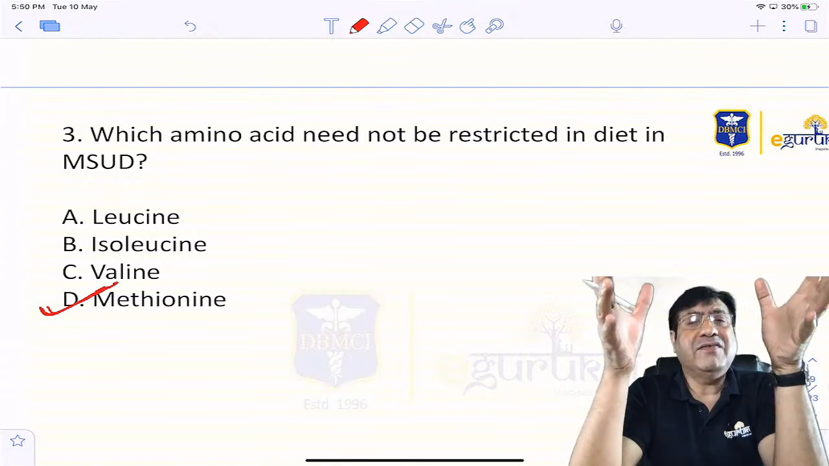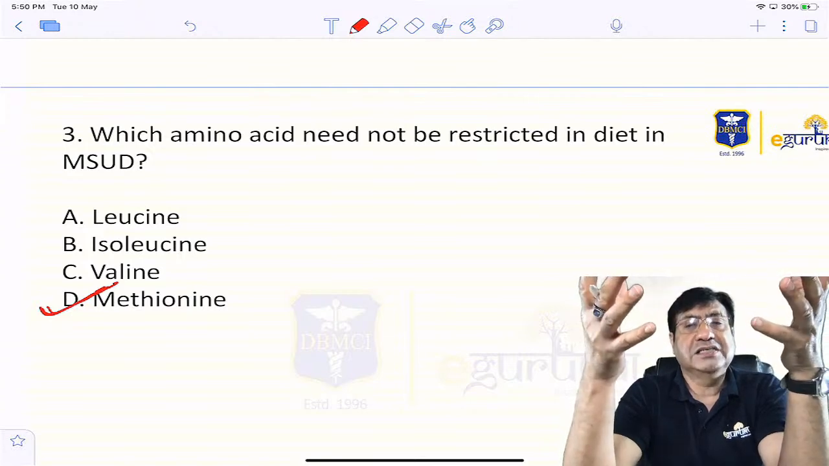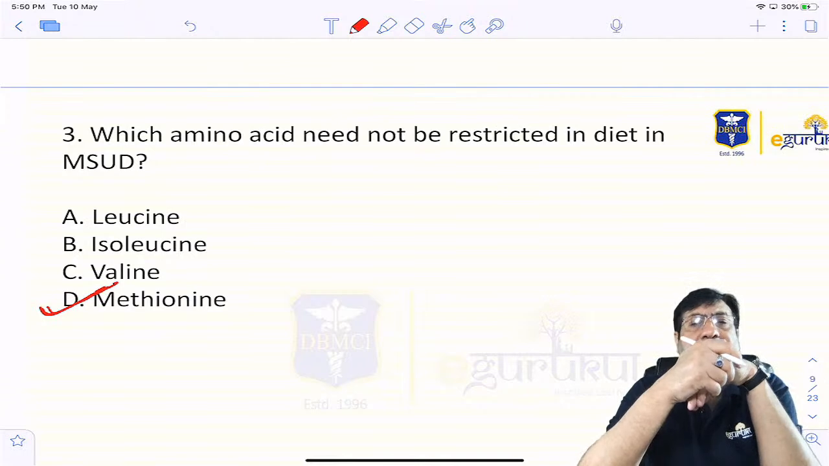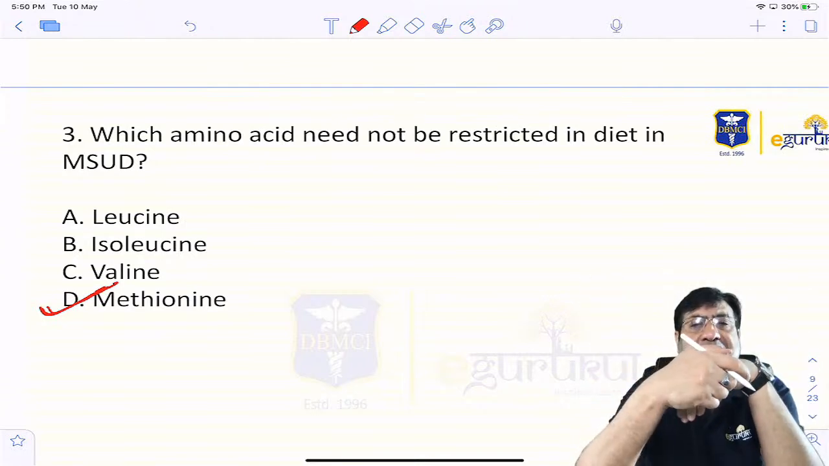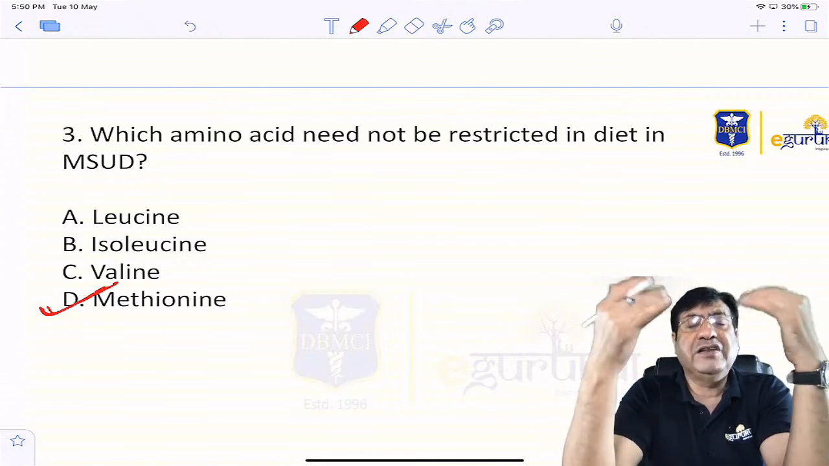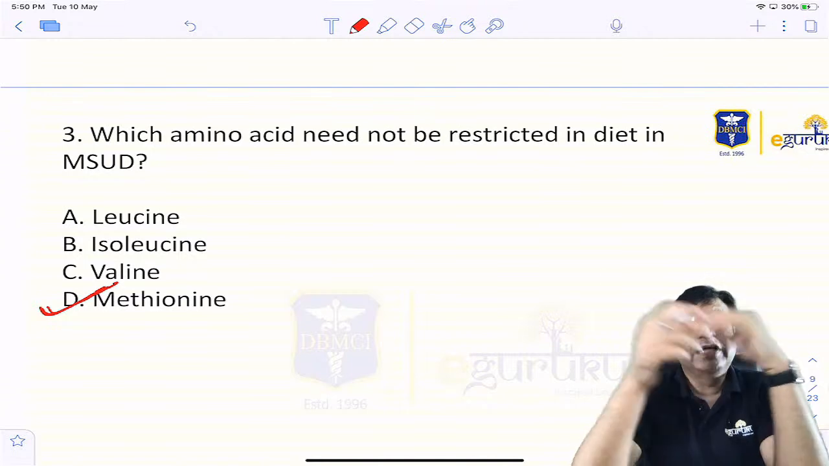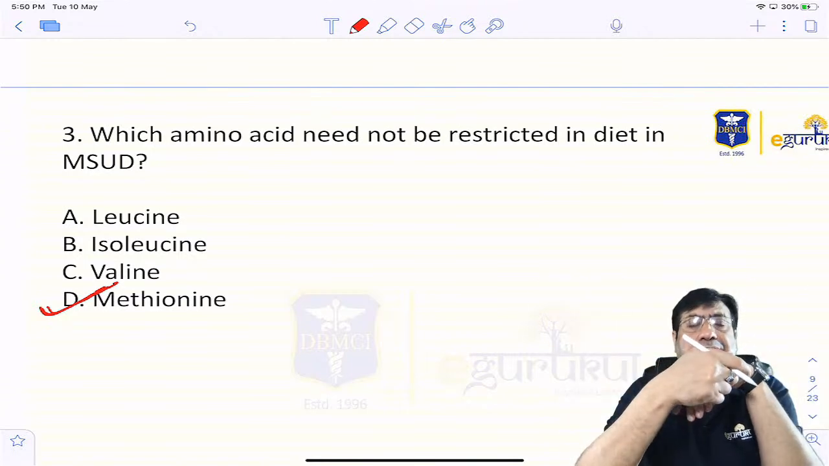That's the reason why methionine should not be given in high concentrations in children who have homocystinuria, but not in maple syrup urine disease. Maple syrup urine disease is a problem of the branched chain amino acids. Leucine, isoleucine, valine, they are accumulating. So there is no point in withholding methionine in the diet in these children.